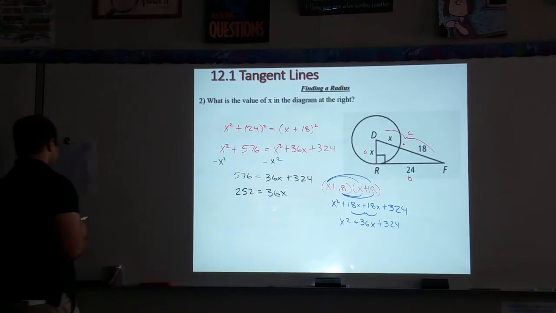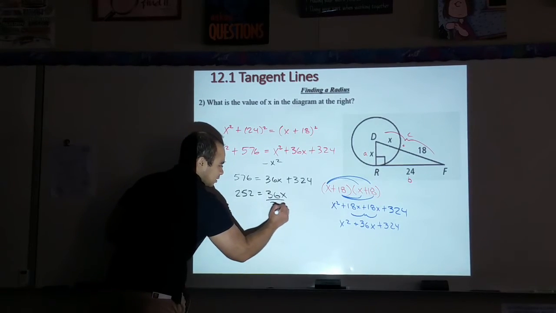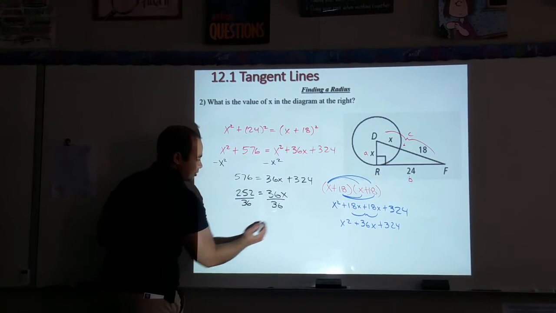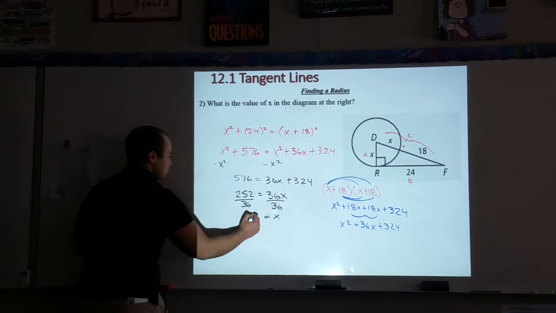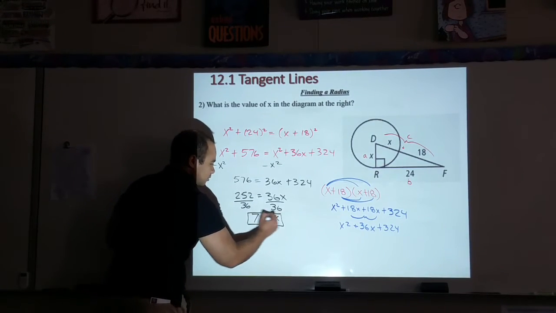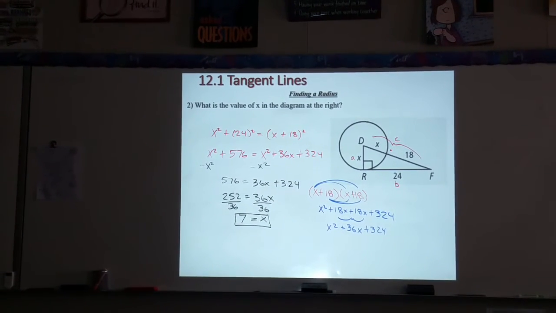The last thing we need to do to find our radius is to divide both sides by 36. And so in this case, x equals 7. So your radius for this particular circle happens to have a length of 7.